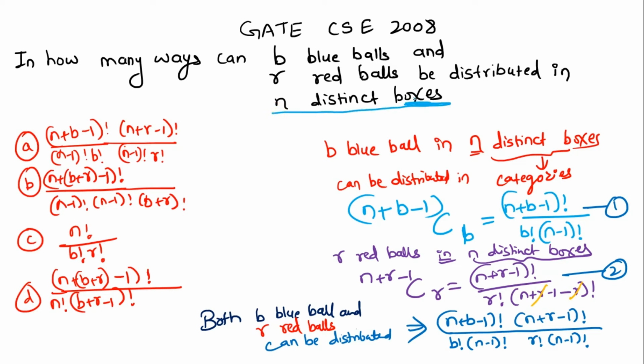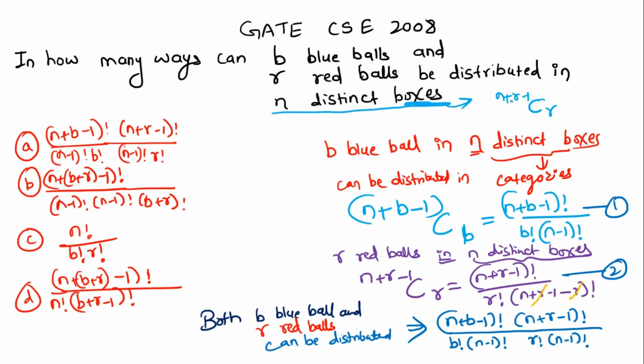Now this will directly go in terms of combination with repetition. In combination with repetition, you have the formula n plus r minus 1 choose r. That many ways are there to select r things from n different boxes.